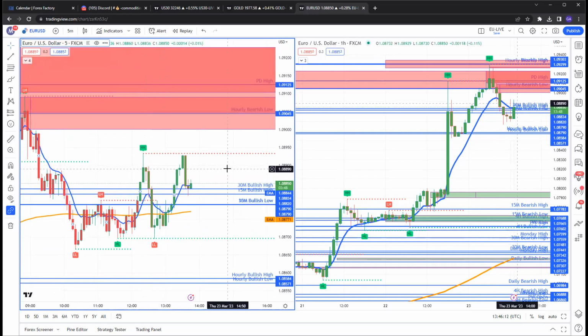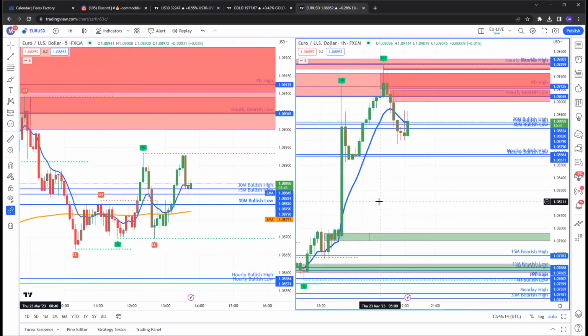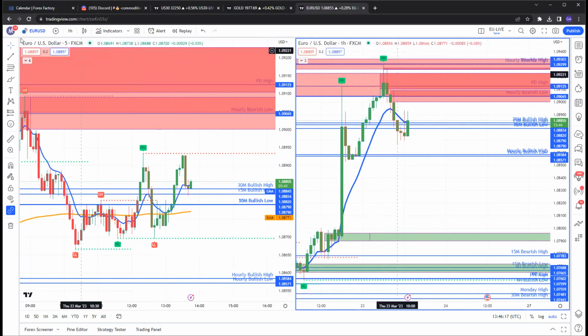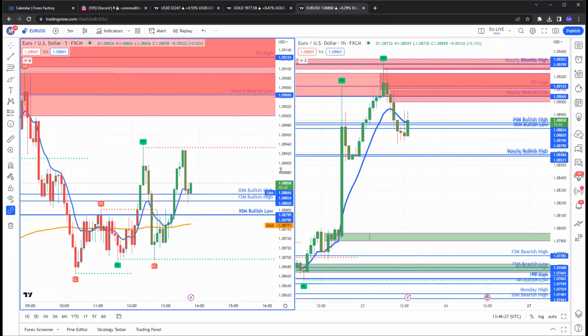But right now I am looking at EU. Look at the hourly. What do I see? I see head and shoulders forming. So left shoulder, head. I am looking for EU to come back up. So this is a possible buy on EU.